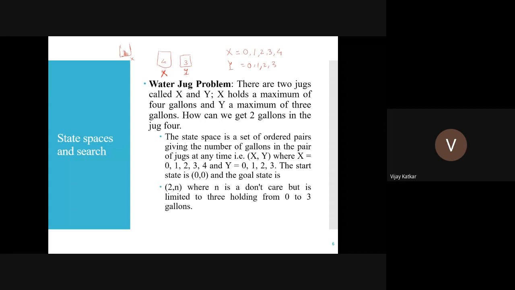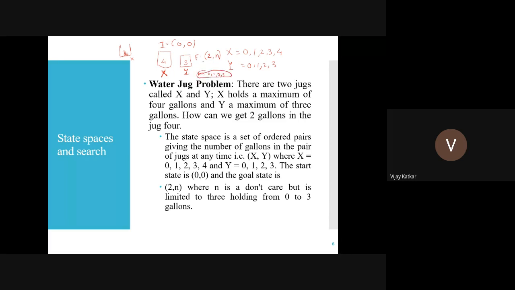So what can be our final acceptable state? First, the initial state: in jug X there will be 0 liters of water, and in jug Y there will be 0 liters of water. Now you start doing the process. And what is our final state? Jug X should have 2 liters of water. What about jug Y? I don't care how much water is in jug Y. That value N can be 0, 1, 2, 3. Everything is acceptable.